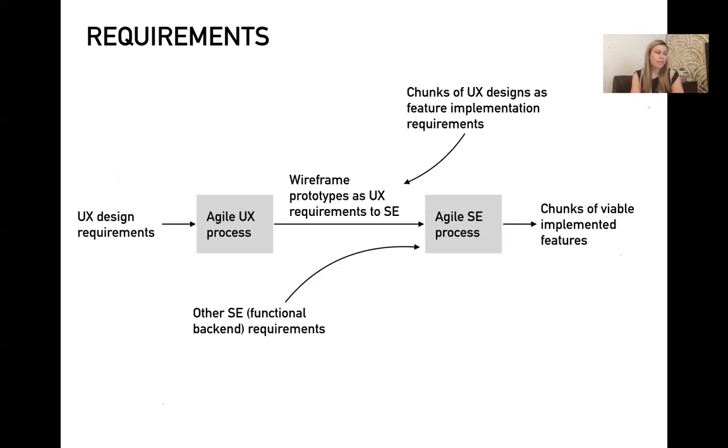So this represents the relationship between UX design requirements and UX prototypes as UX design representations for software engineering requirements. If you are working under this requirement structure, you're going to get your UX design requirements. You're going to funnel that through the Agile UX process. You're going to create these wireframe prototypes as UX requirements for software engineers. And then the software engineers are going to create the product.